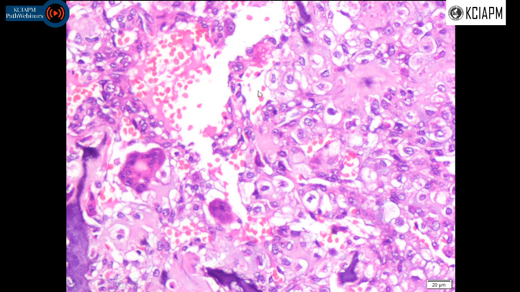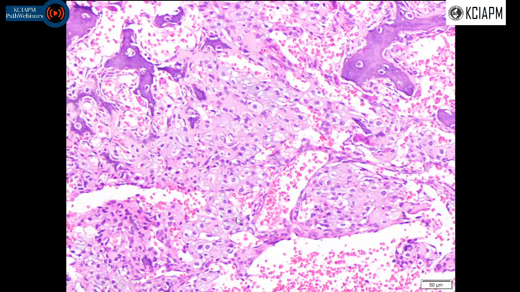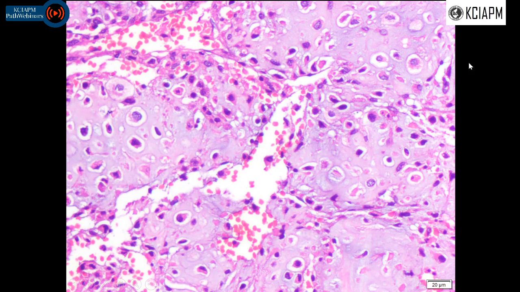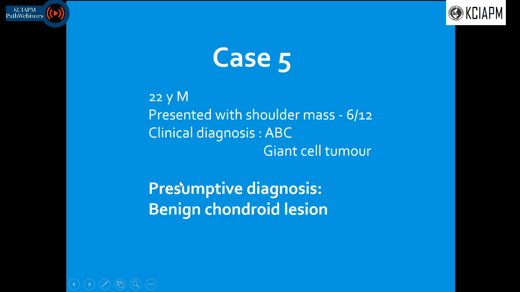And here is a higher power of the same, and here we have the giant cells very prominently seen. More areas, a very cellular tumor, and here the cells show marked variation in size and shape, but caught in the chondroid matrix.